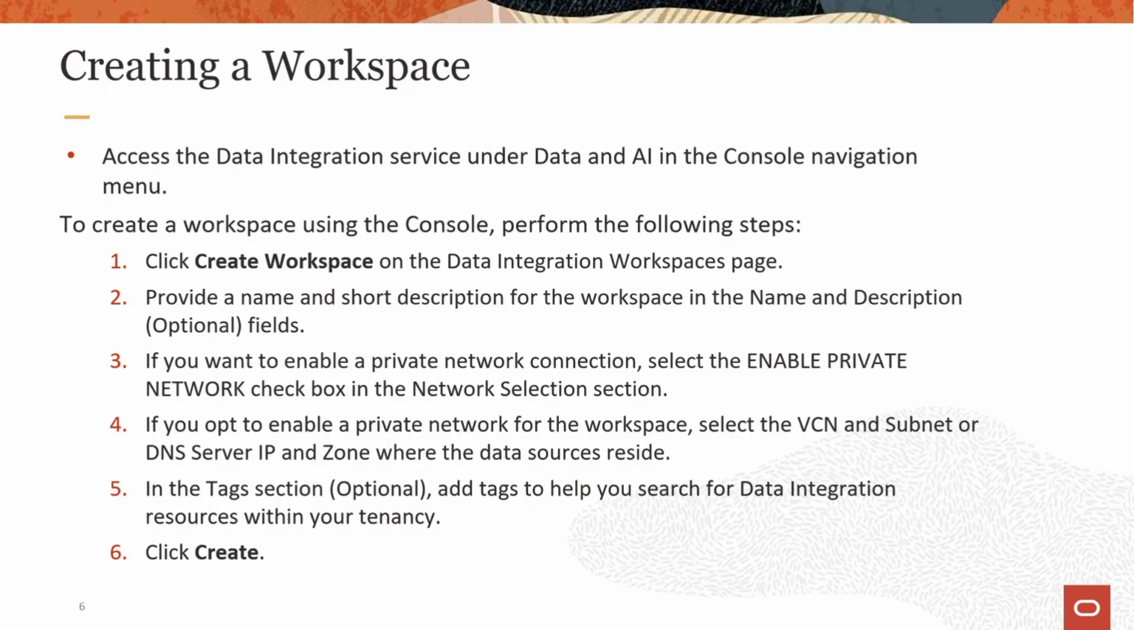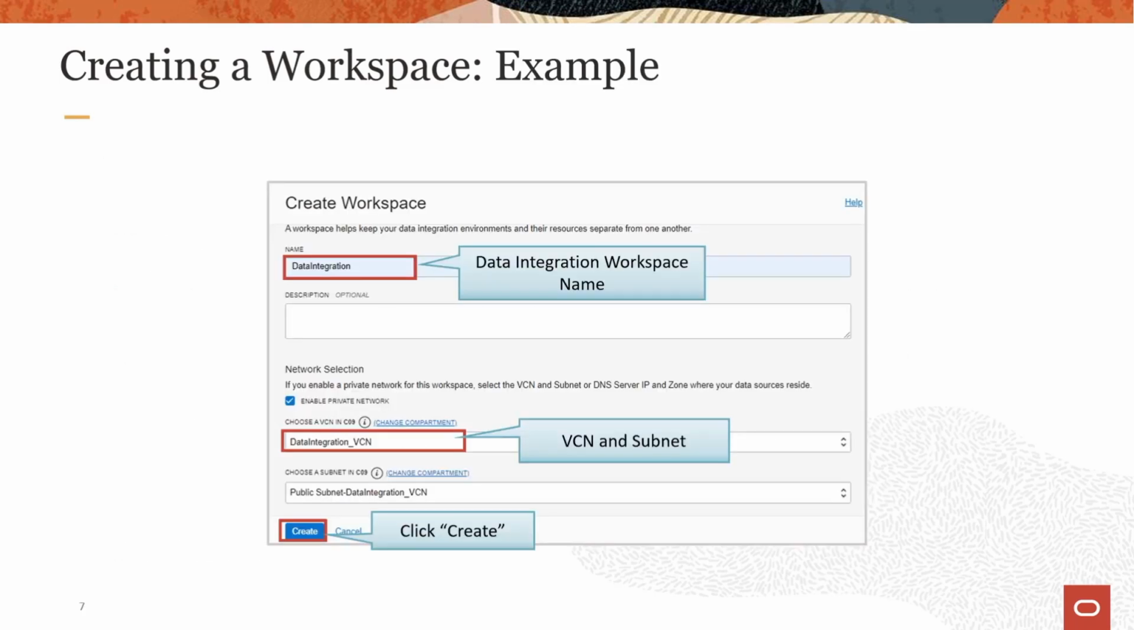If you want to enable a private network connection, select the Enable Private Network checkbox in the Network Selections section. If you opt to enable a private network for the workspace, select the VCN and subnet or DNS server IP and zone where the data sources reside. In the tags section, which is optional, add tags to help you search for data integration resources within your tenancy. Then click Create. As you can see in this example, you can enter the workspace name and the VCN information. After entering, you can click Create to create a workspace.